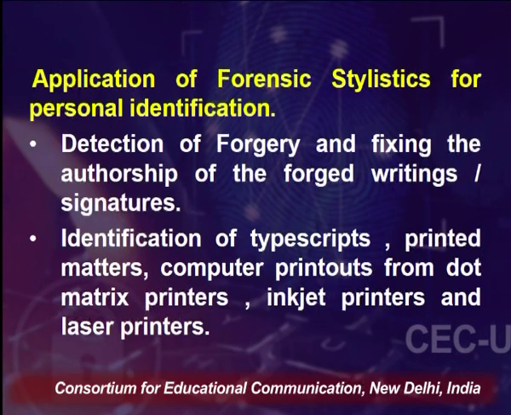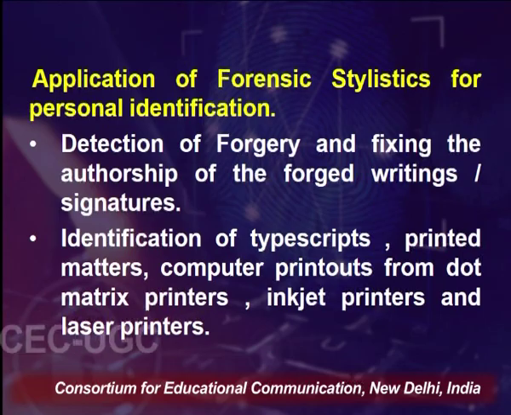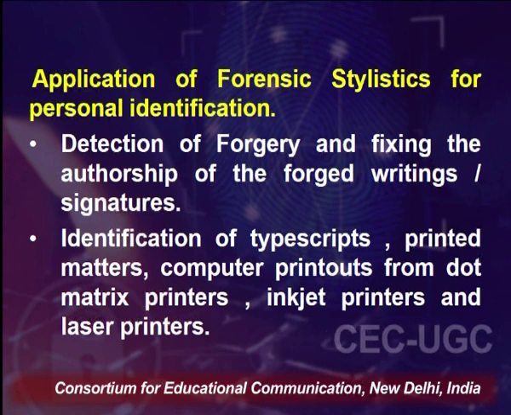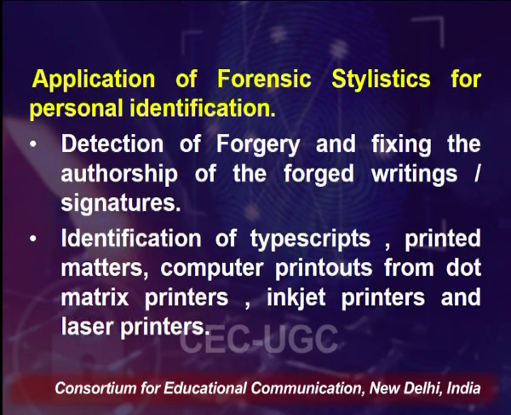We can identify the typescripts, printed matters, computer printouts from dot matrix printers, inkjet printers and laser printers. So, when we talk about the different types of computer printouts, there are specific characteristics, the class characteristics as well as individual characteristics, which can help us in knowing which printer has given the printout. So, when we talk about the class characteristics, supposedly if you have 5 documents, you can easily tell that this is printed from dot matrix. Nowadays, dot matrix printers are obsolete. So, mostly we have the laser printers or the inkjet printers through which we get the printouts.